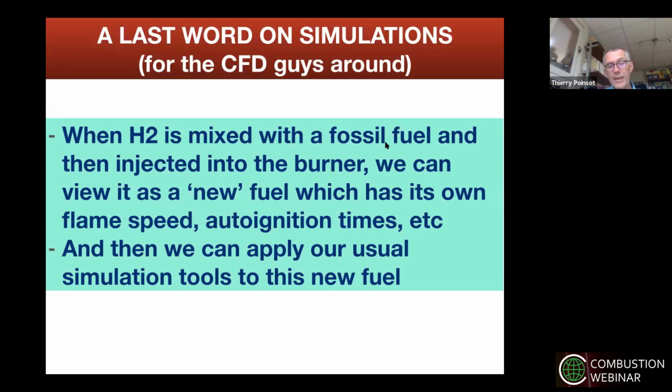So it's not a big deal to do CFD of an H2-CH4 flame if you premix everything. I'm sure you can adapt even commercial codes to do that. It's not that tough.